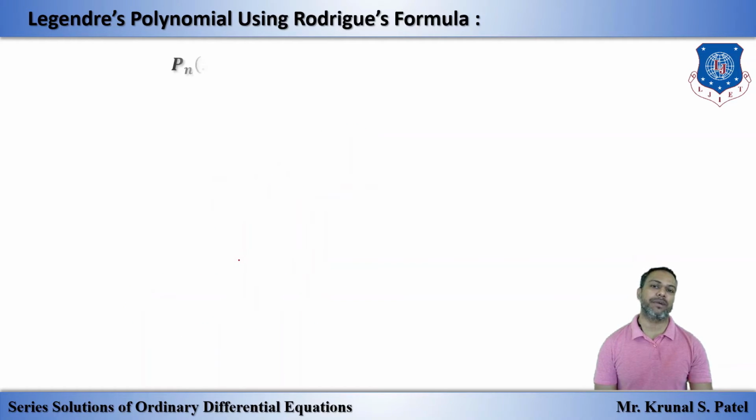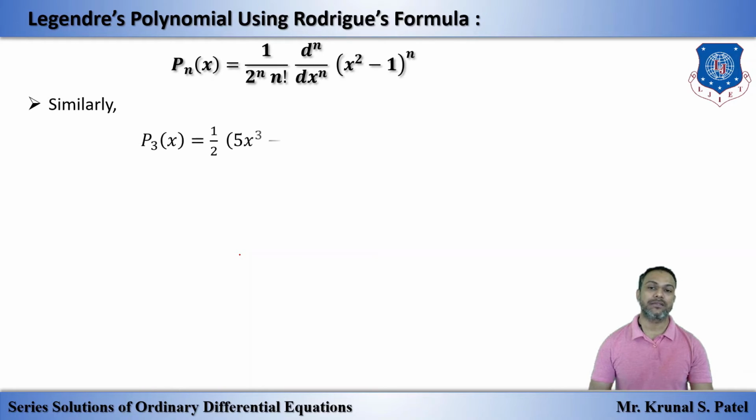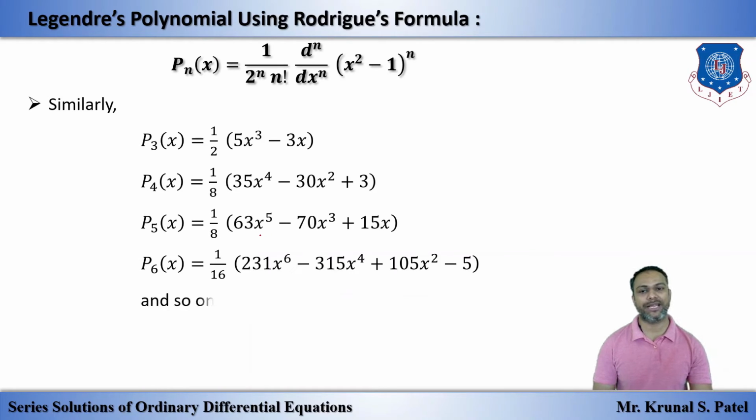And in a similar way, by using Rodrigues formula, we have this P3 of x, P4 of x, P5 of x, P6 of x, and so on. As I told, we have to remember all these values. Just write them down 2, 3, 4 times, so you can remember two formulas: the general formula for Legendre polynomial and Rodrigues formula, and how to find the value of P0 of x, P1 of x, P2 of x, and all.